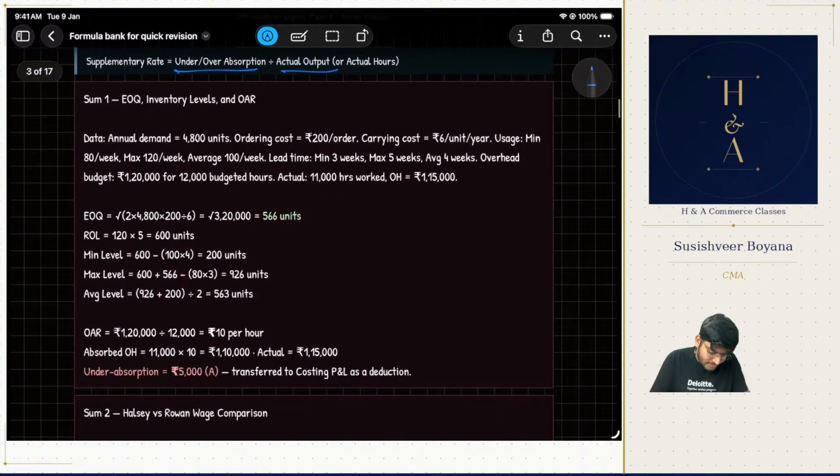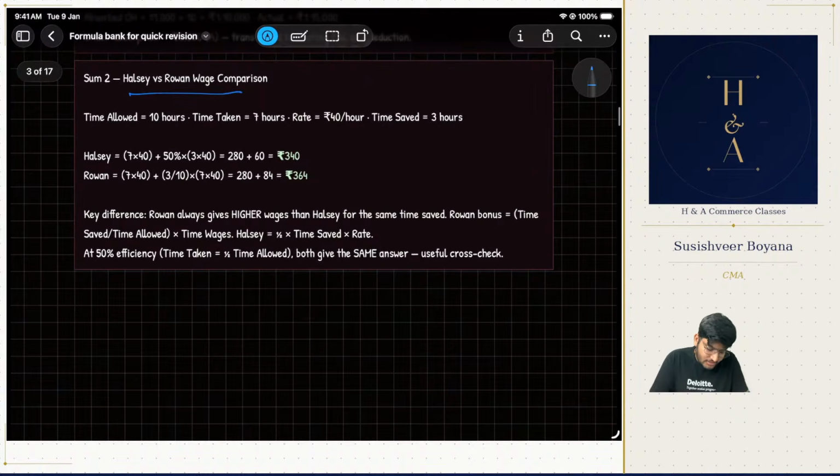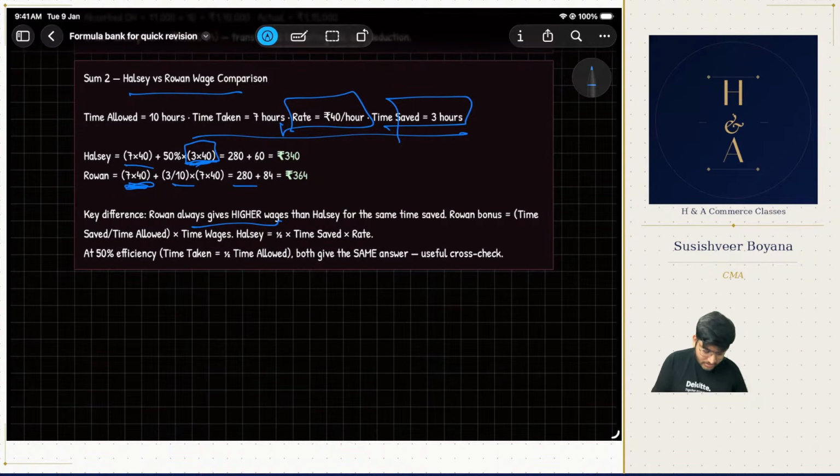Okay, we have a very basic sum. You can read through this, put in the figures, get the values. Again, Halsey versus Rowan comparison, they're going to ask. You just put in the inputs and you get it. Rowan always gives you higher wage. Why, sir? Because you're paying on the base, not on the amount saved. How is amount saved? Time saved into rate. This is the amount saved, correct? You're not paying out of it, you're paying on the base.